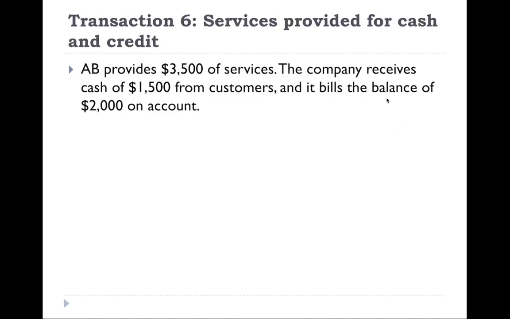The next one, service provided for cash and credit. AB provides 3,500 of service. The company received cash of 1,500, and it bills the balance 2,000 on account. How does this event affect the firm's accounting equation?